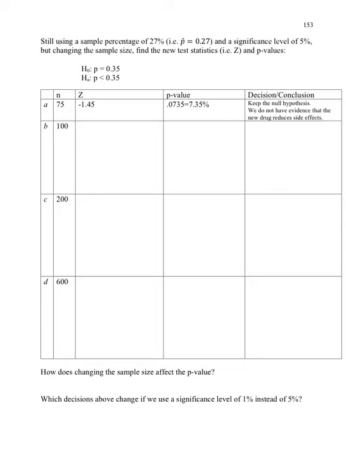What if the sample size instead was 100? How would that affect the calculations? So if you still had a sample percentage of 27%, the numerator would be unchanged, and in the denominator, however, you would have 100 in place of the 75, which would give you a z-value of minus 1.68 when you plug it in the calculator, and finding a p-value with negative 1.68 instead of negative 1.45.